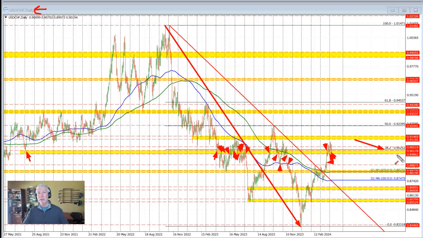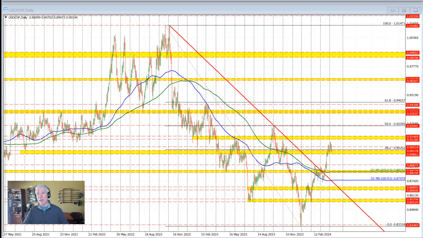Also in play is the 38.2% retracement at 90.25. So down to 89.86, if the price were to go back below that level, that would probably upset some of the buyers in the dollar versus the Swiss franc from a technical perspective. So keep that level in mind going into the new trading week, 0.8986.